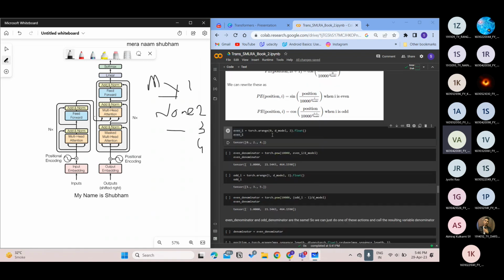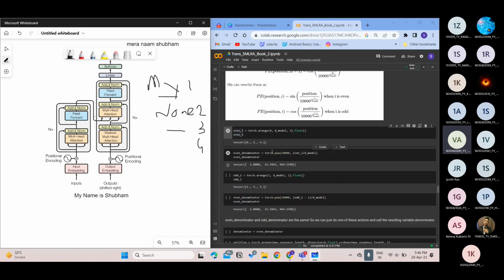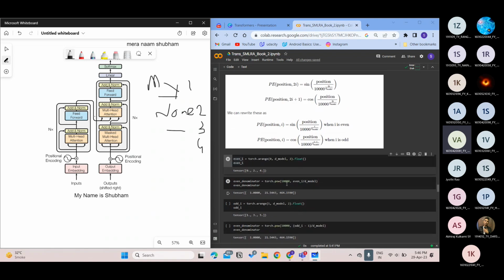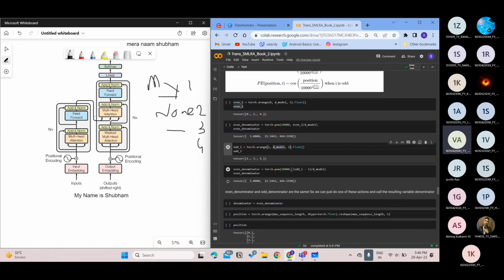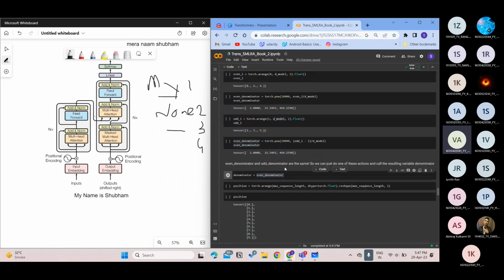So what we are doing here is arranging from 0 to d_model. We had only 4 words, correct? My name is Shubham. The length was only 4, so the dimension here is only 4. So it is arranging 0 to 4, skipping every 2, for the even values, and here we put in this formula. The denominator is 10000 to the power of every even value we get, divided by d_model, which is 4. So we get this as the even denominator. We do the same for odd and get this as the denominator. After doing this, you can notice one thing: the even denominator and the odd denominator are the same. So that's why we say the denominator will be equal to the even denominator, or we can take the odd denominator also.